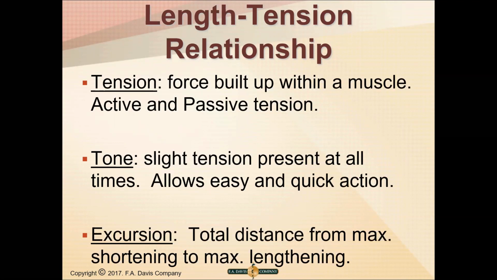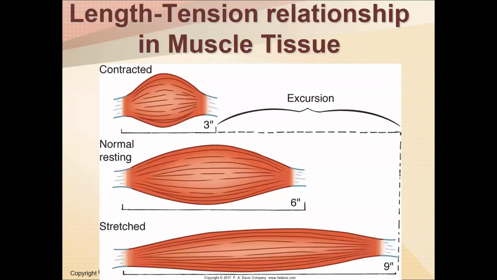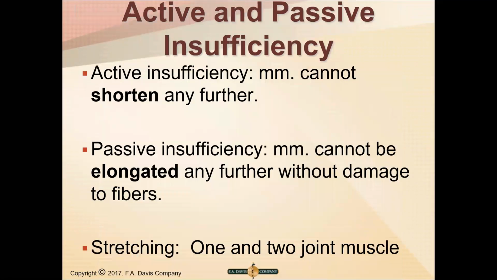And the excursion is the total distance from max shortening to max lengthening, right? When you look at the bicep, it has a good distance it can move from its short period to its long period. So there's looking at the contracted position. There's our excursion, the total distance it moved. There's our normal resting. And then obviously it has a stretched position as well.